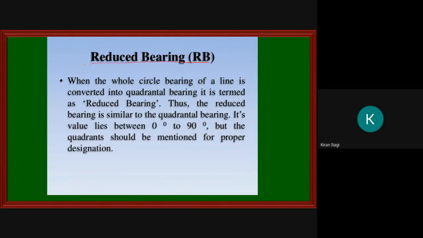Reduced bearing: when the whole circle bearing of a line is converted into the quadrant bearing, it is termed as the reduced bearing. Thus, the reduced bearing is similar to the quadrant bearing. Its values lie between 0 to 90 degrees, but the quadrant should be mentioned for the proper designation.